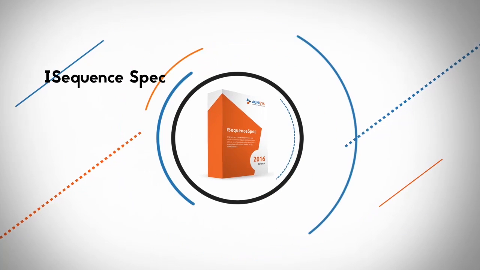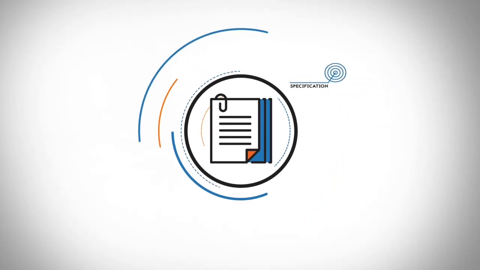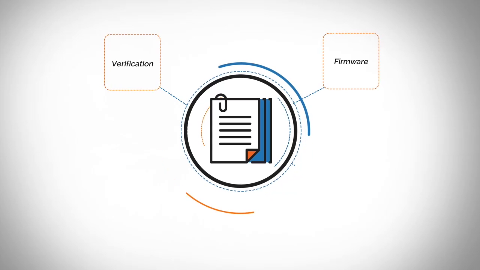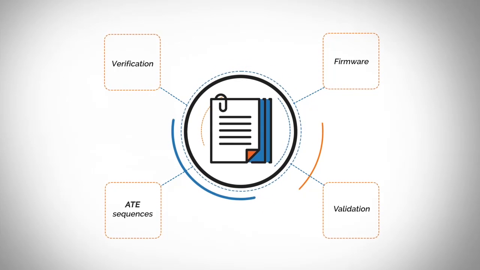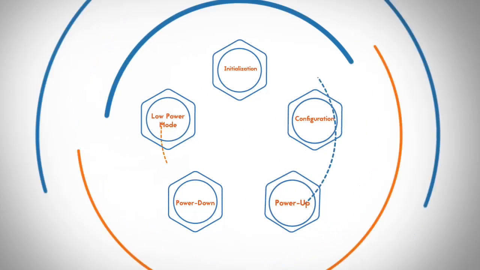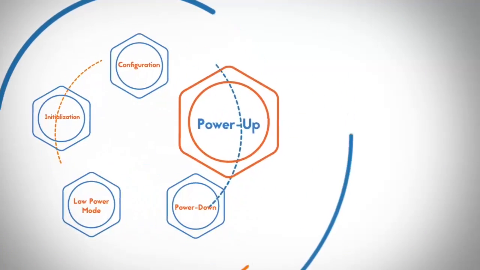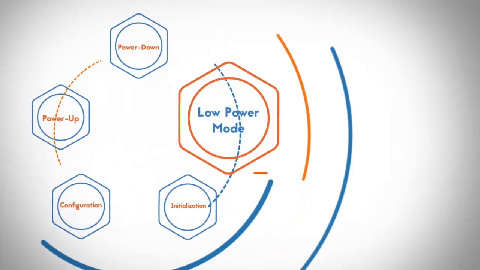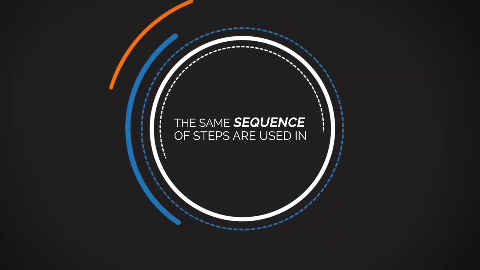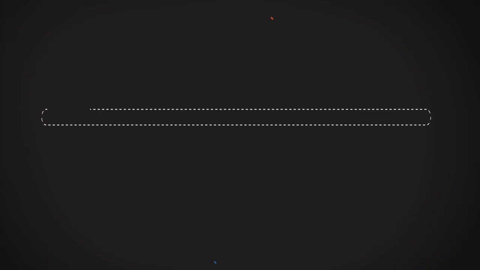iSequence Specs takes a similar approach towards sequences. From a single specification of a sequence, it generates verification, firmware, validation, and ATE sequences. Sequences are of various types, such as initialization and configuration, power up, power down, low power mode, and so on. The same sequence of steps is used in various different outputs.